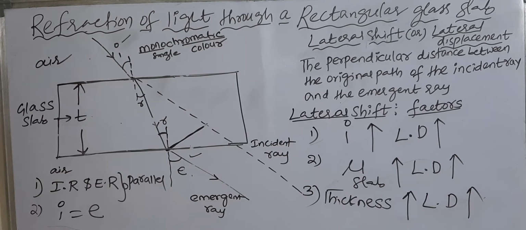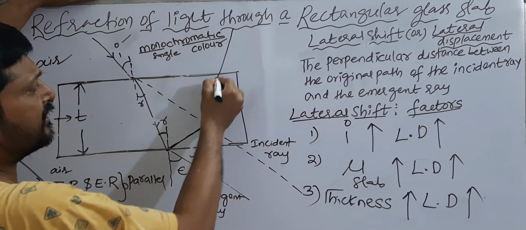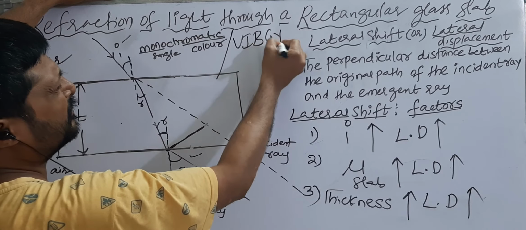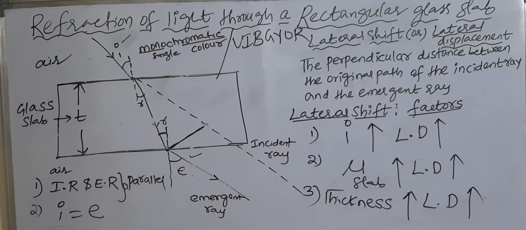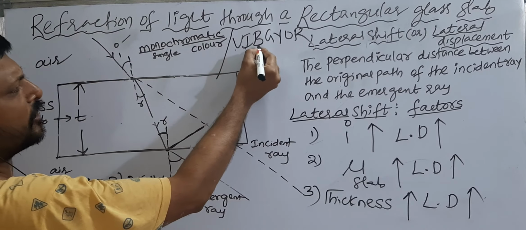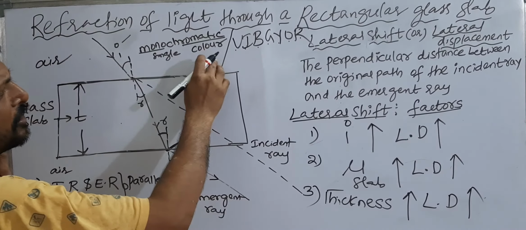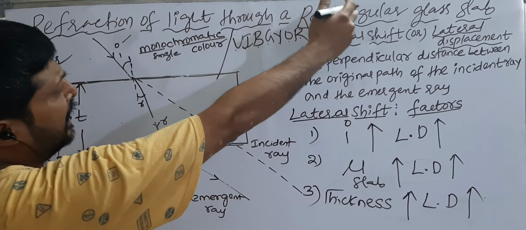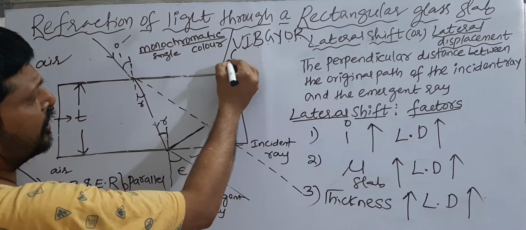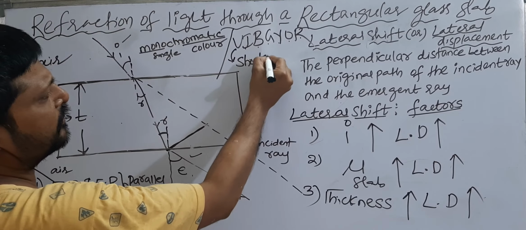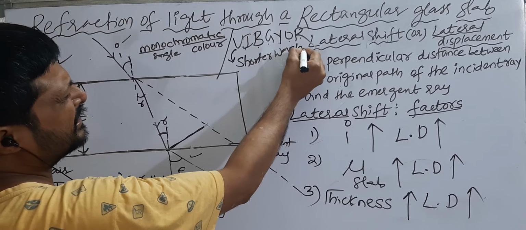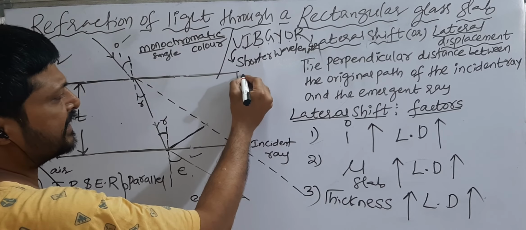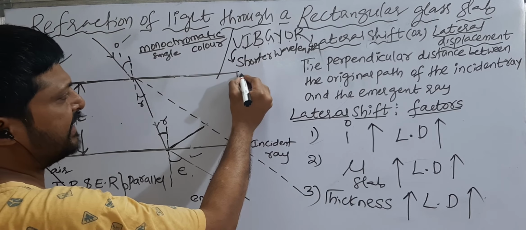Okay, now I am writing the fourth point here. Very, very important point. See, we know very well VIBGYOR, which means violet, indigo, blue, green, yellow, orange, red. We arranged this in the order of wavelength, that means from shorter wavelength to longer wavelength. So violet has shorter wavelength. That means the wavelength of violet is shorter.